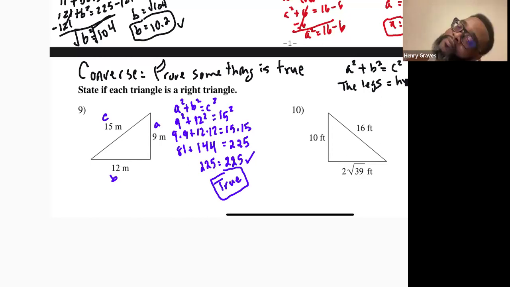All right, on number 10. Oh, Lord, they just have... This is why some people do hate math. On number 10, this is crazy on number 10.